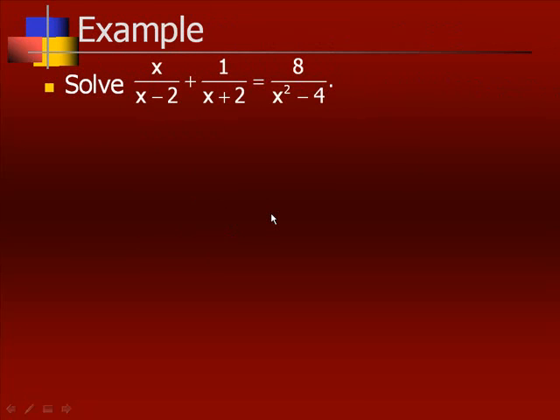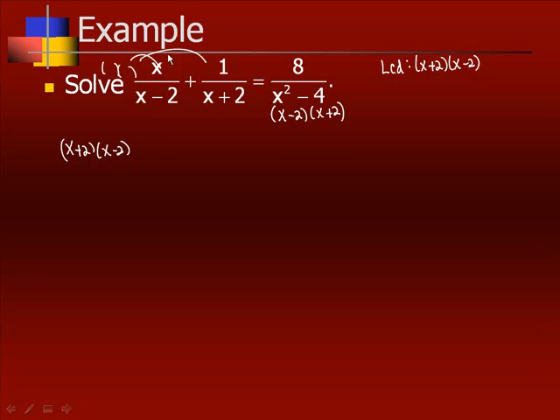Okay, let's do another one. Now on this one, we've got an equation with fractions, so let's multiply both sides by the LCD. Well, to find the LCD, you factor, and then you put all the common terms in the LCD. So in this case, the LCD would be (x + 2)(x - 2). So we multiply both sides by (x + 2)(x - 2), and when we distribute it, all the terms get that LCD.